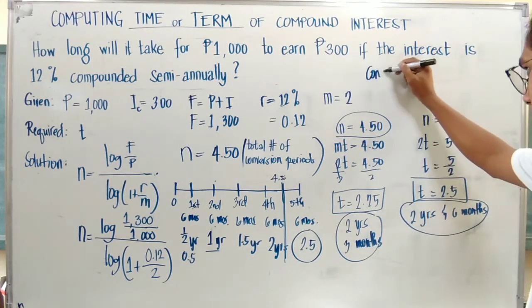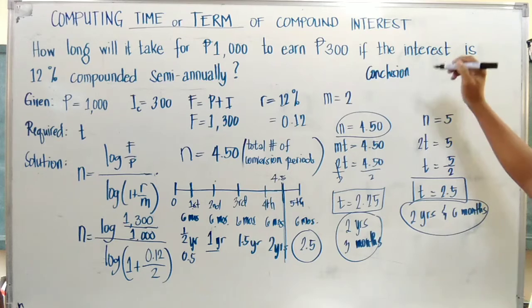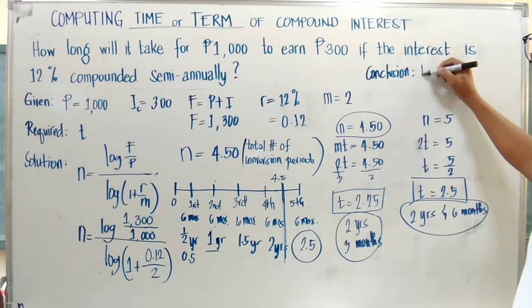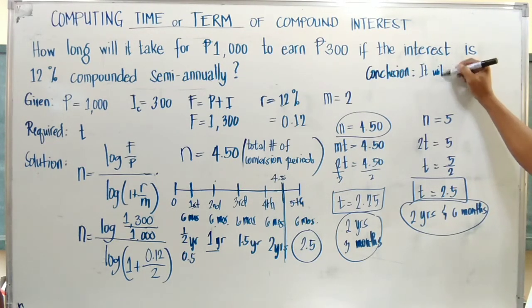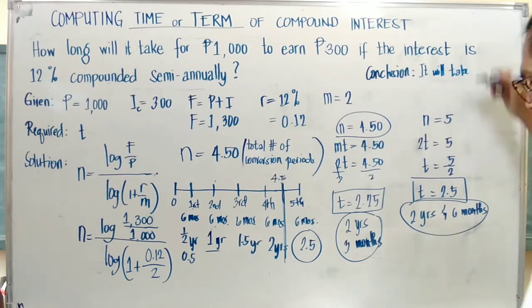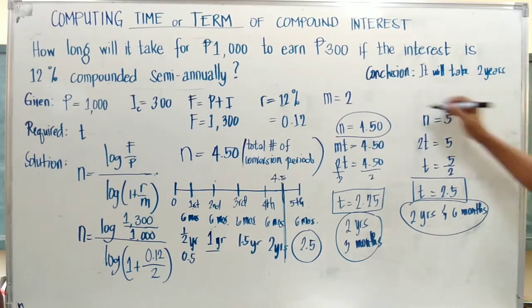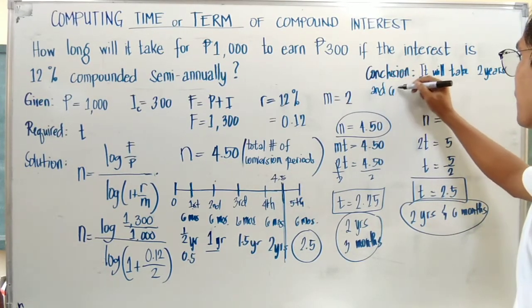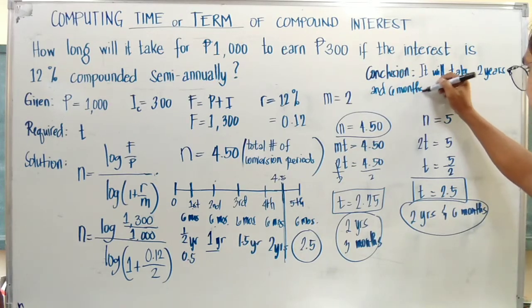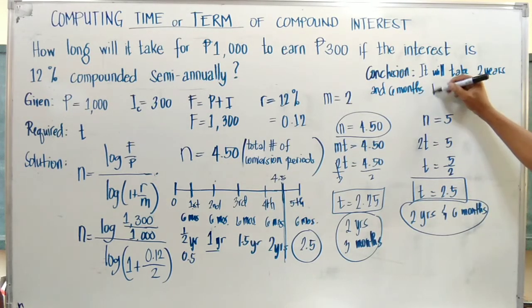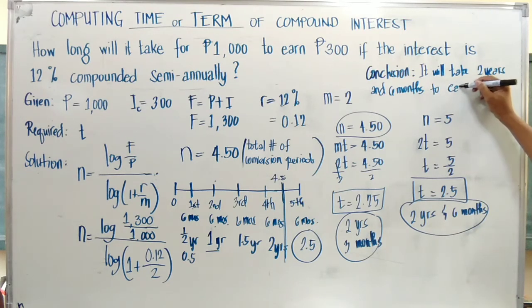So for your conclusion, I will write it in here. It will take 2 years and 6 months to earn the interest of 300 pesos.